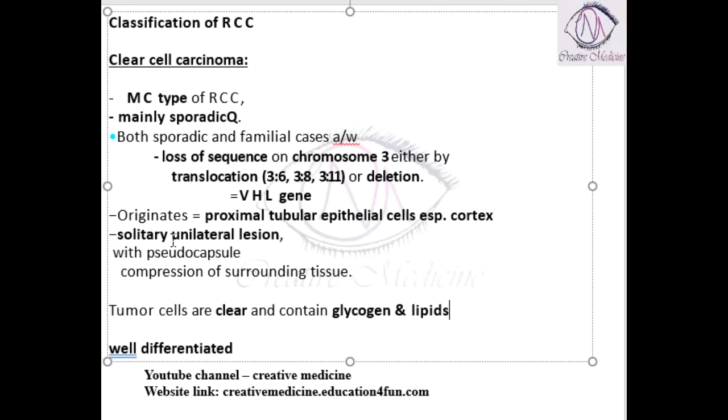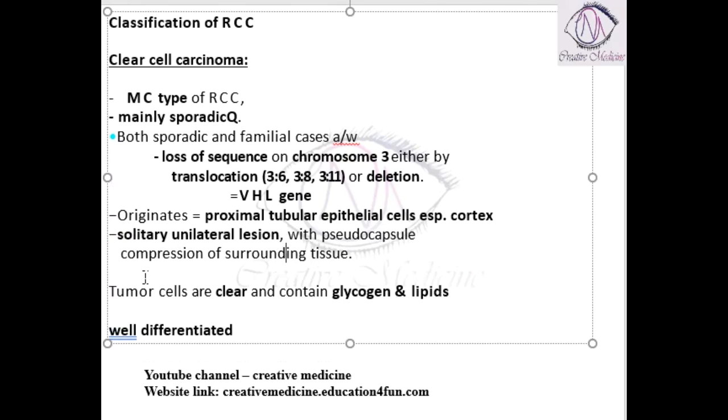Clear cell carcinoma appears as a solitary unilateral encapsulated lesion, with compression of the surrounding tissue seen, and the tumor cells are clear with glycogen and lipids, and they are well differentiated.